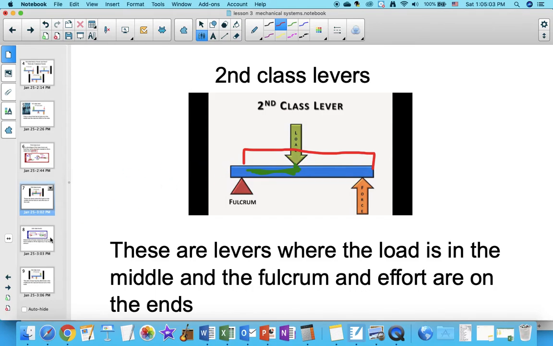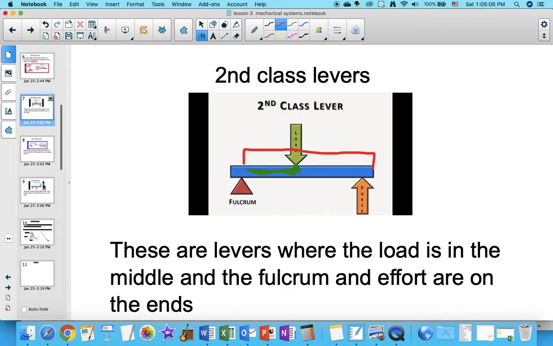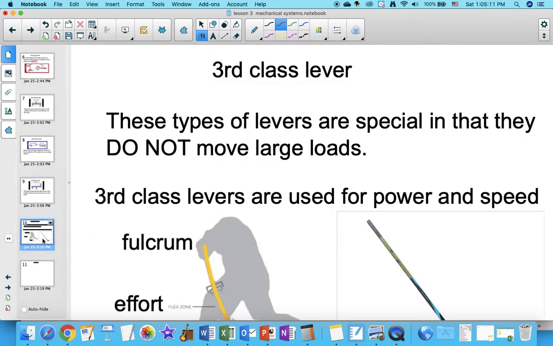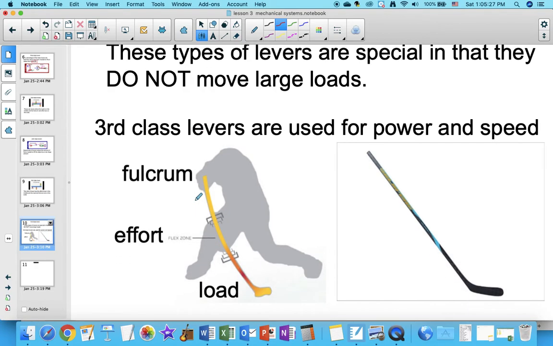Well, the opposite is true with third class levers, right? With third class levers, you're not able to move large loads. You can't move large loads using third class levers. So third class levers are weird because they're the exception. Third class levers are used for power and for speed.